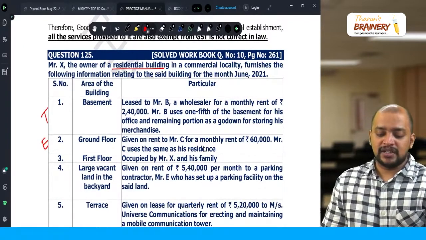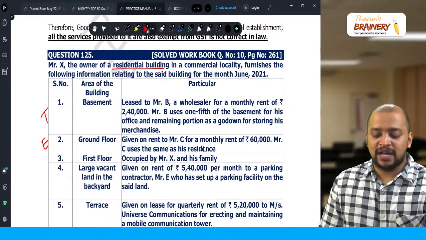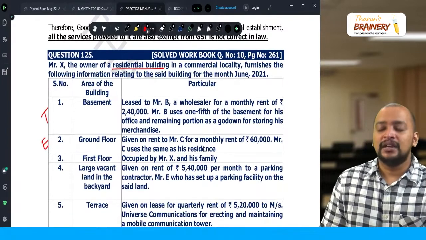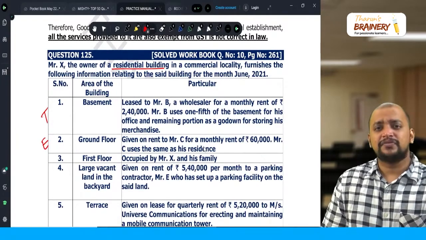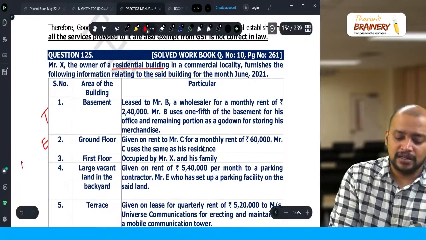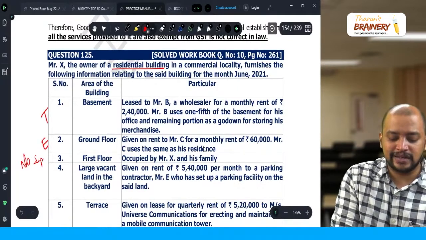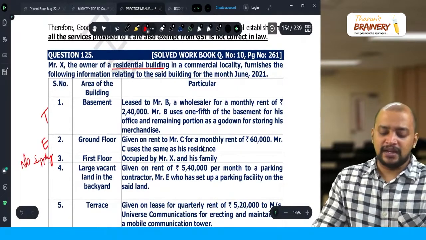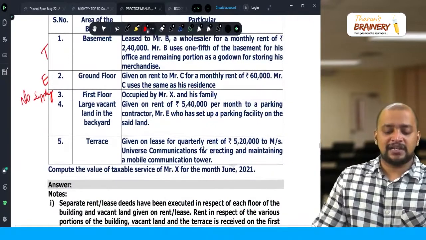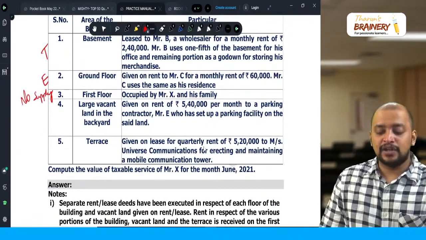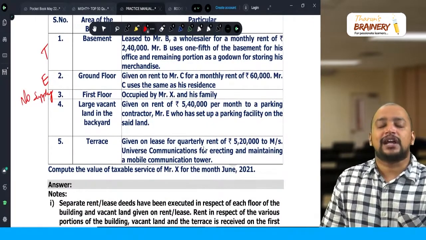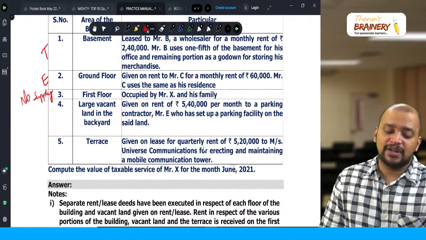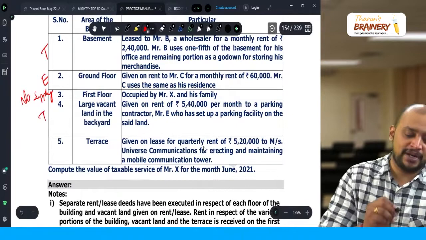Then number 3, first floor occupied by Mr. X and his family. So self-occupied. So first of all, there is no supply. There is no supply in this case. Then number 4, large vacant land in the backyard given on rent to a parking contractor. So it is for what purpose? Residential property given for commercial purpose. Therefore, it will be taxable.